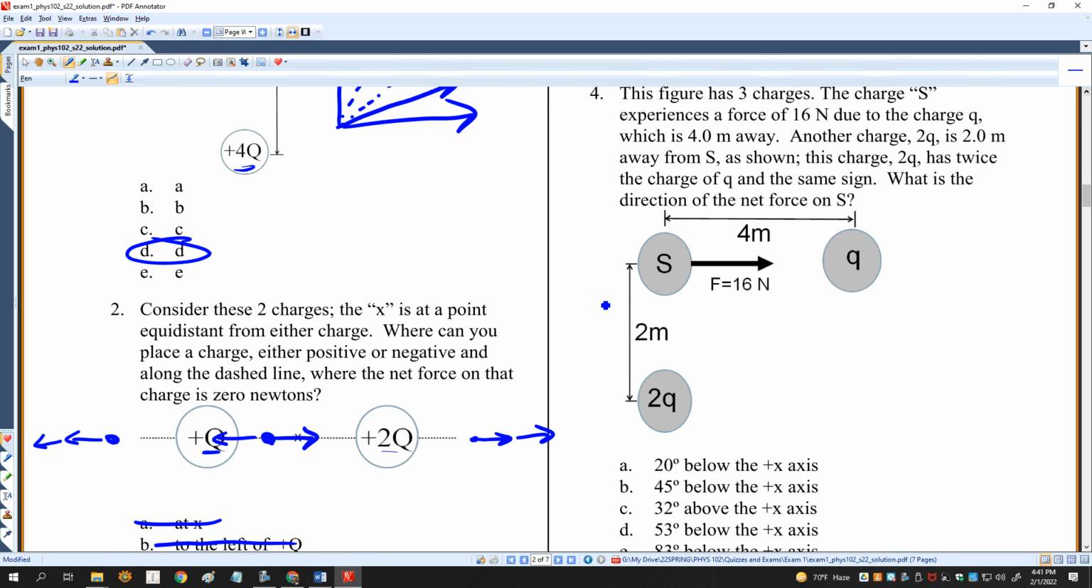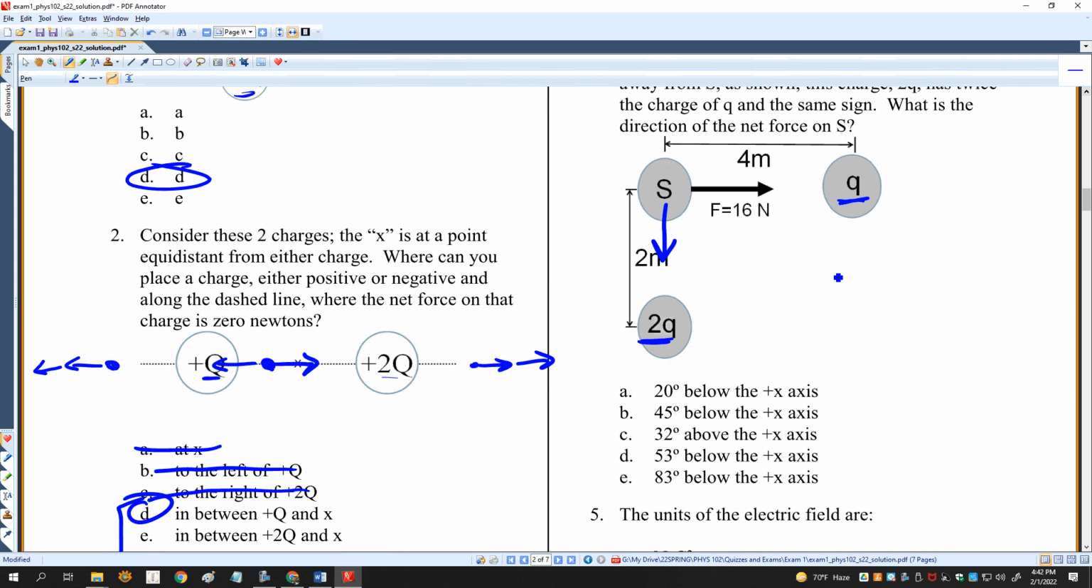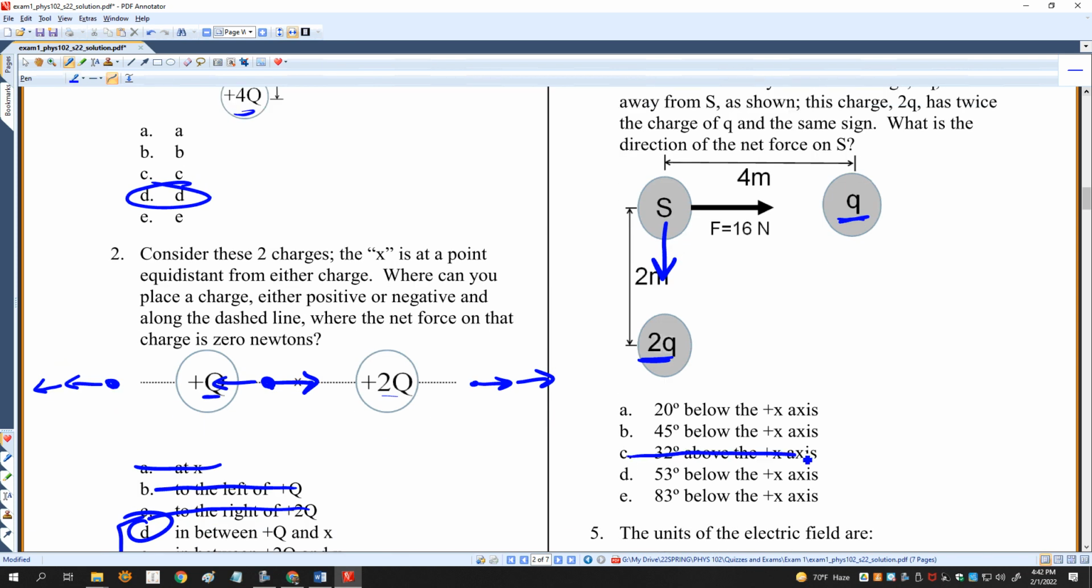The figure has 3 charges. The charge S experiences a force of 16 newtons due to charge Q, which is 4 meters away. Another charge is 2 meters away. It has twice the charge. What is the direction of the net force on S? So I know that this force is going to be in this direction. I know that because it says that this charge is the same sign as this charge, so it's going to also experience an attractive force. Get that out of the way. By the way, that would get rid of this answer, just that answer.